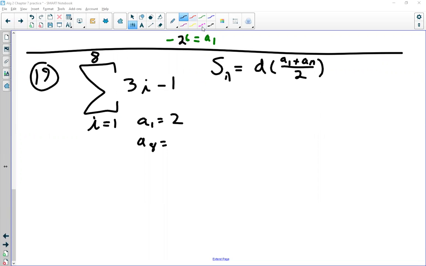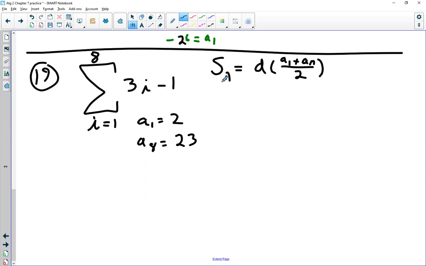Again, if you feel it's better for you, you can always just count them out, like 1, 2, 3, 4, 5, 6, 7, 8. Find each piece and then add it all together. But I'm showing you the quick way, the shortcut way. A of 8, no, it's just an I. 8 times 3, which is 24, minus 1 is 23.